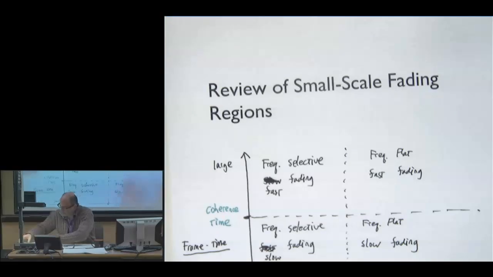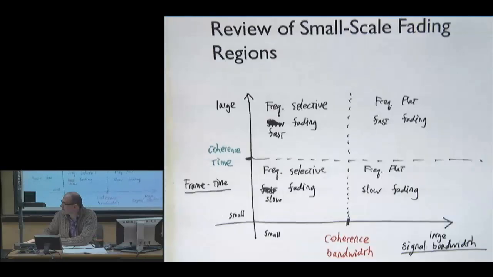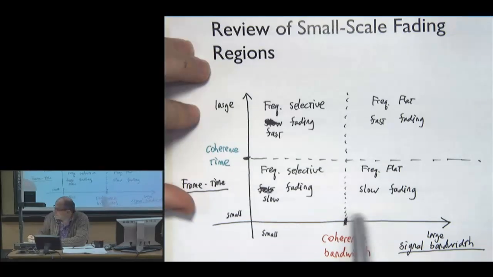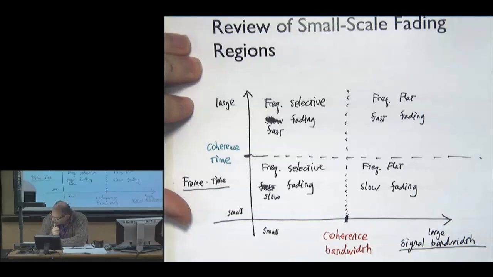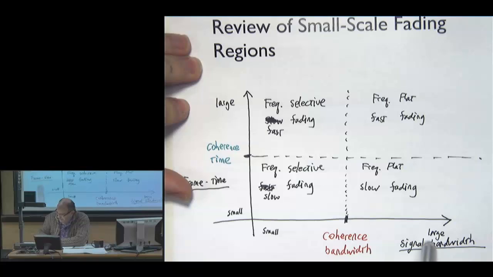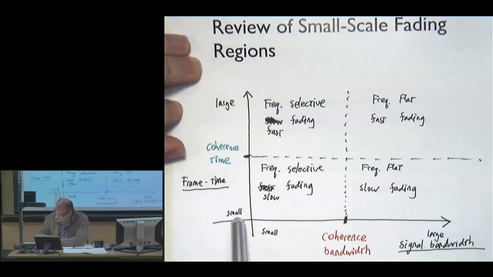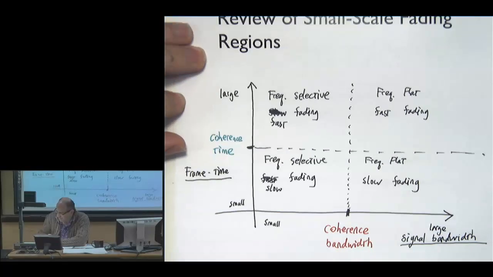Now, let's go through a quick review of what we did on Monday. On Monday, we talked about these notions of small-scale fading region. And so we drew this quadrant chart, and I reproduced it up here. The main things are that on one axis we had signal bandwidth, small and large. And the other axis we had what I was calling symbol time, but is really more practically frame time, small frame time and large. And then the crosshairs here are defined by these quantities that we computed. One is the coherence bandwidth, and the other is the coherence time.